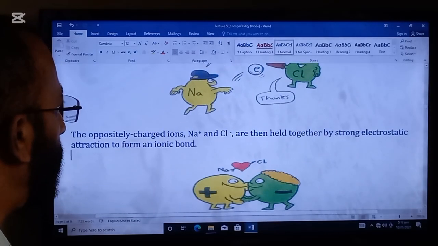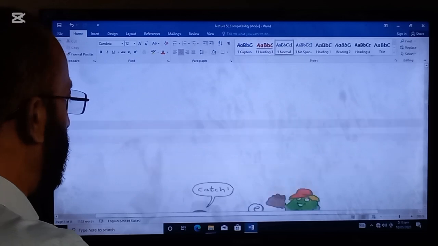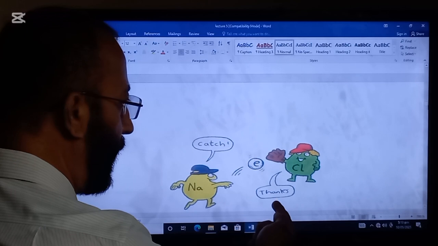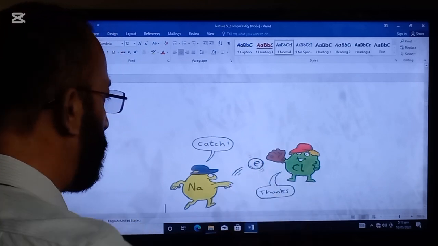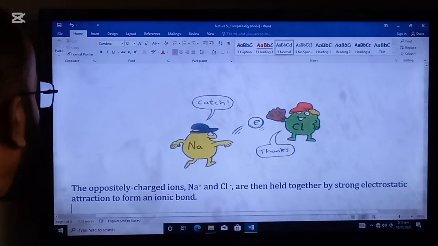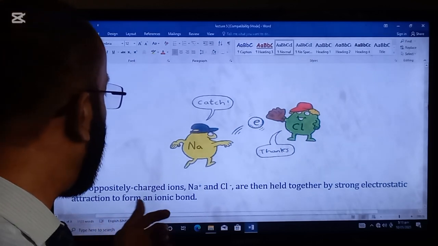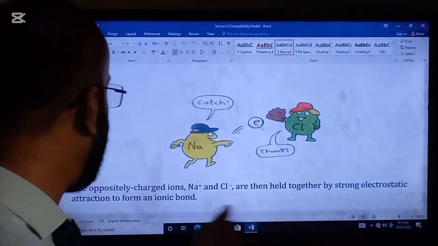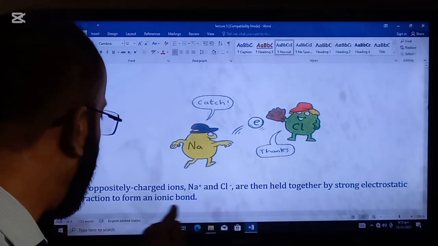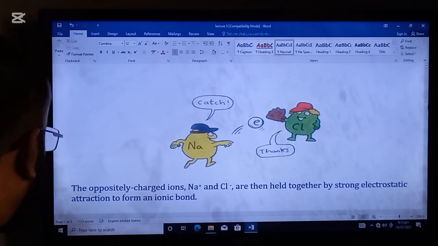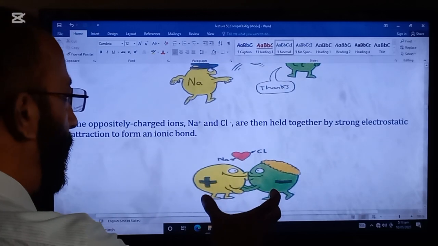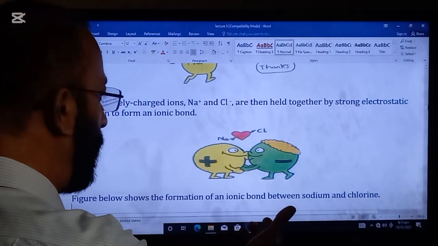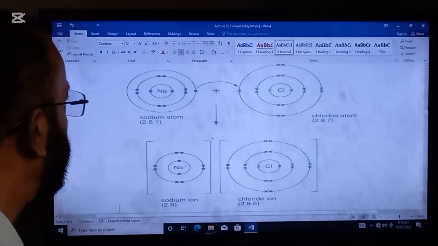This is a diagram representation. Sodium is throwing its valence electron to chlorine, and chlorine is catching it, saying thanks, and both will achieve the noble gas configuration. The oppositely charged ions Na+ and Cl- are then held together by strong electrostatic attractions to form an ionic bond, and they are combined now. The figure below shows the formation of an ionic bond between sodium and chlorine.